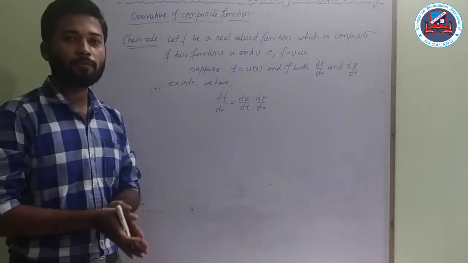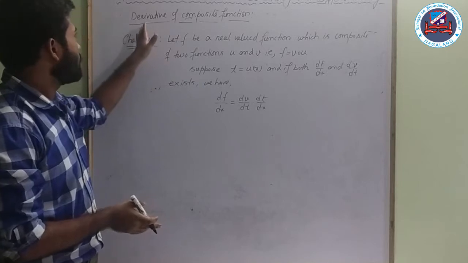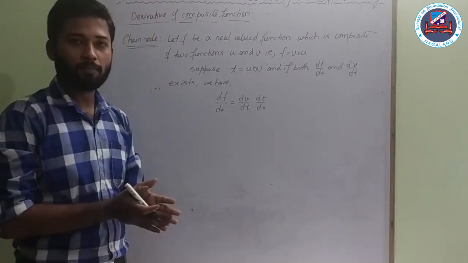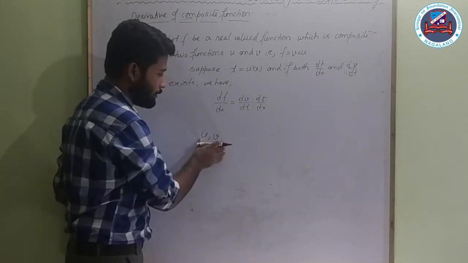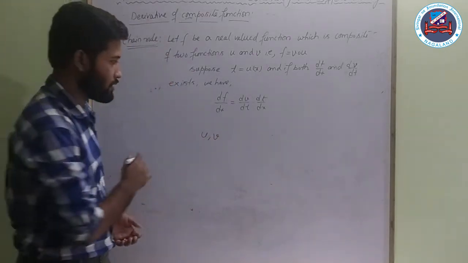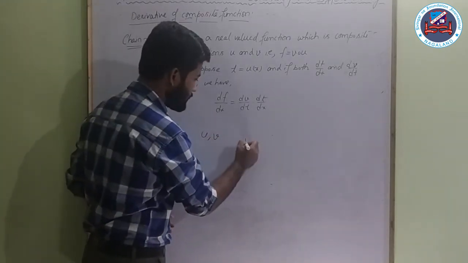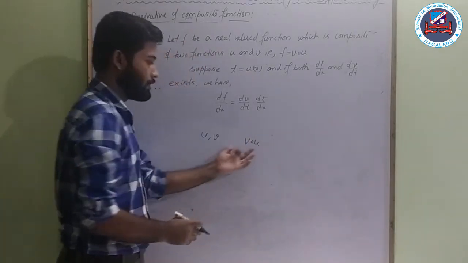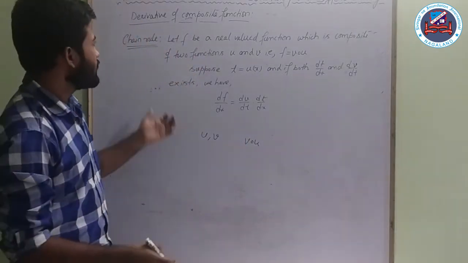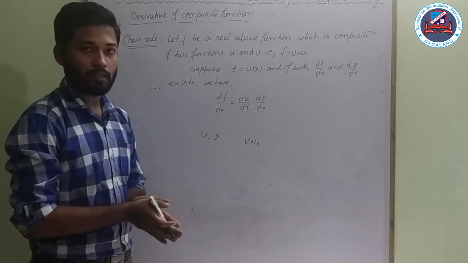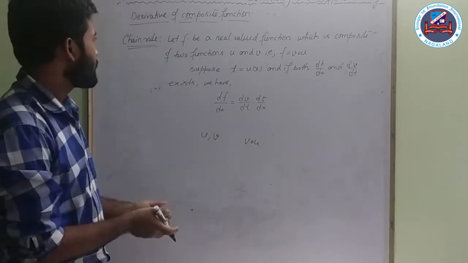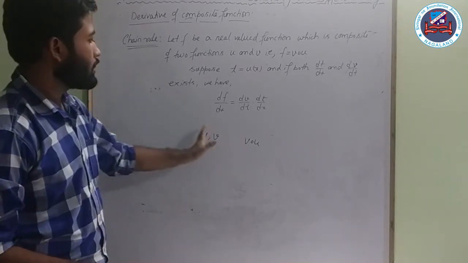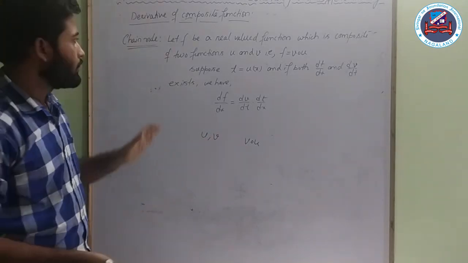So next we have composite functions. So what is a composite function? In your first chapter, if you have two functions u and v, and you want to take the composition of the functions, the composition of u and v is given by v o u, and this is a new function. So in differentiability, how do we find the derivative of such functions? For that we shall use the chain rule. So what is the chain rule?